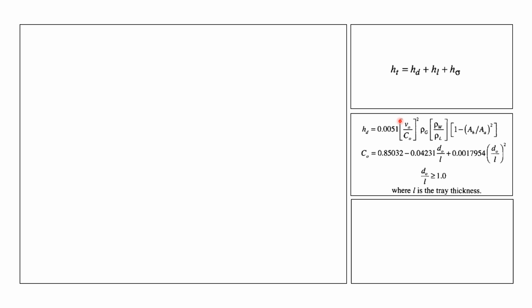So V naught will be the volumetric flow rate of the gas divided by the hole area. We have the density of the gas, the density of the water as a reference number, and the density of the liquid. We have AH over AA, which we know already how to determine. And we have C naught. C naught is a function of the hole size, D naught, and L, which is the thickness of the tray. So easily we can calculate HD.